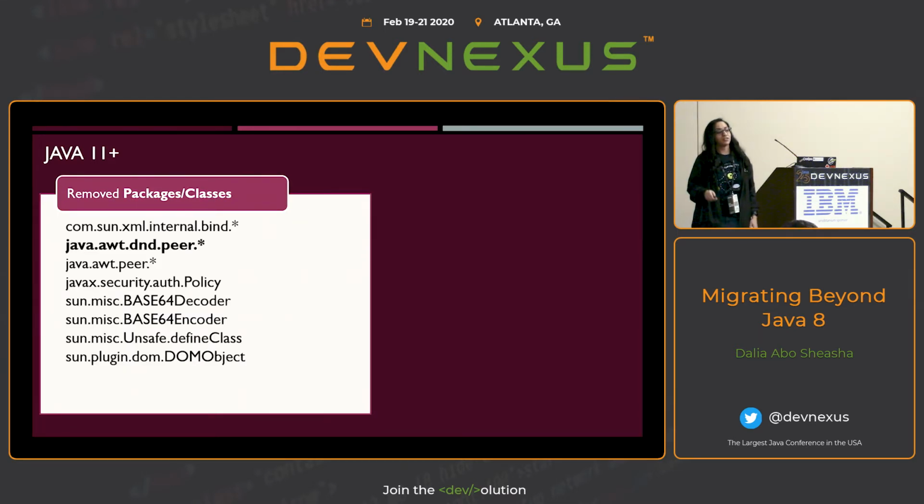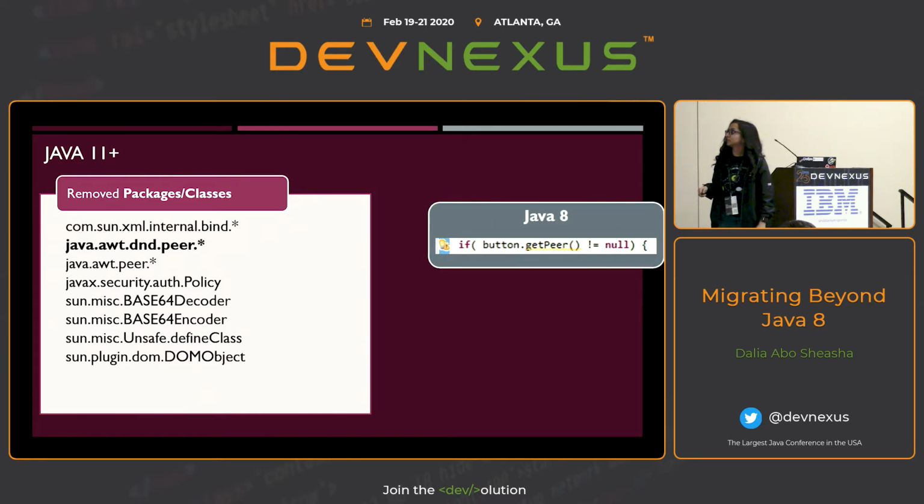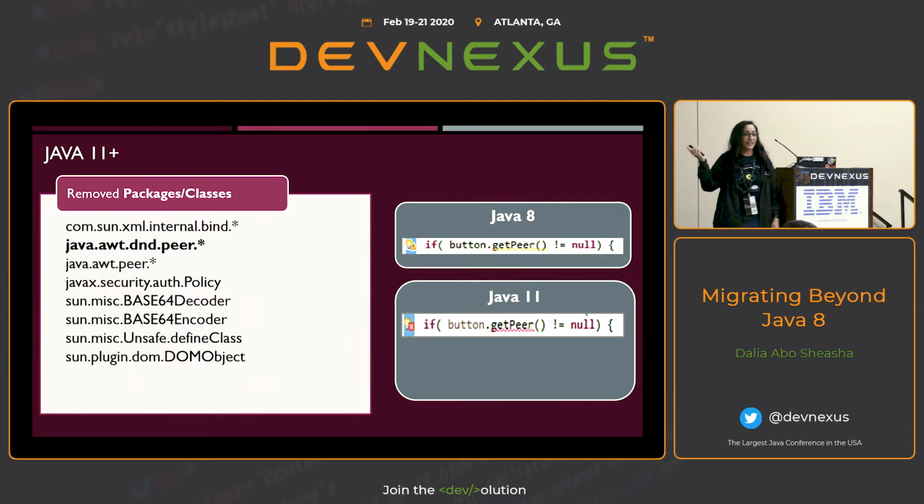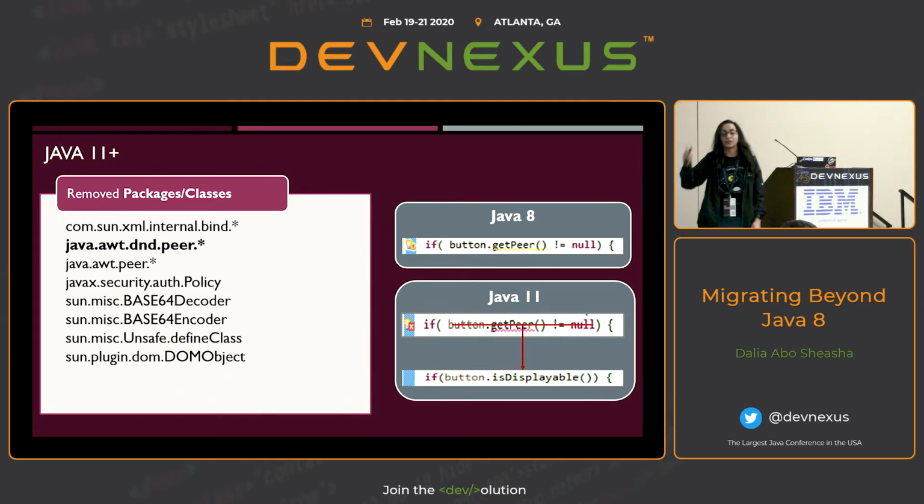More packages, more classes got removed. So this one is a little bit interesting because if you look at this method, it's not giving you a warning because the method is deprecated. It's giving you a warning because the object it returns is deprecated. So that's that DnD peer package that got removed altogether. So this is a common call. You're going to get compile failures, and you can just replace it with isDisplayable and get the same functionality.